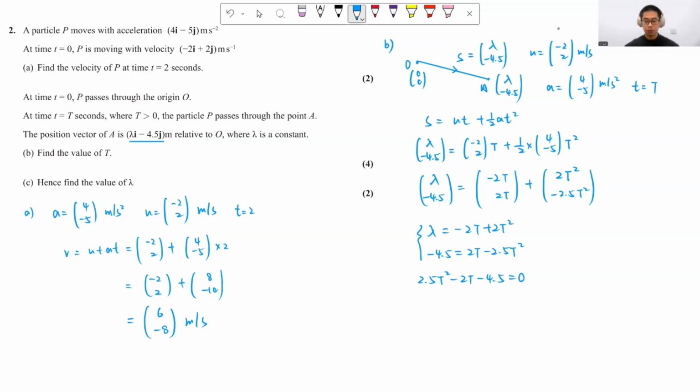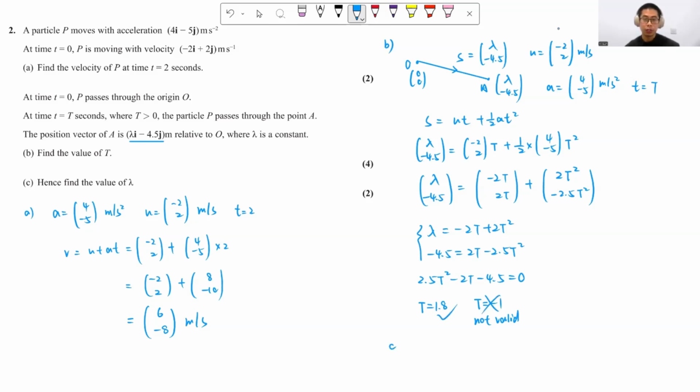So we can just put it into the calculator. So 2.5, negative 2, negative 4.5. So we have the first value t is equal to 1.8, and then the second value is equal to negative 1. And then because time has to be positive, this is not valid. So t has to be 1.8.